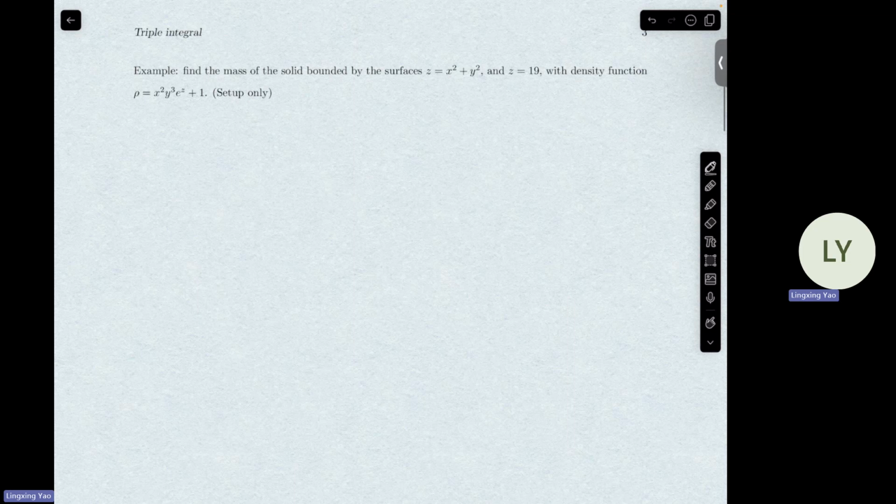Okay, so we want to find the mass of the solid bounded by those two surfaces. The second one is z equals 19. This is indeed a plane. The first one is a paraboloid. All right, and we would have to find where this volume really is, and then use the density function to find the mass.